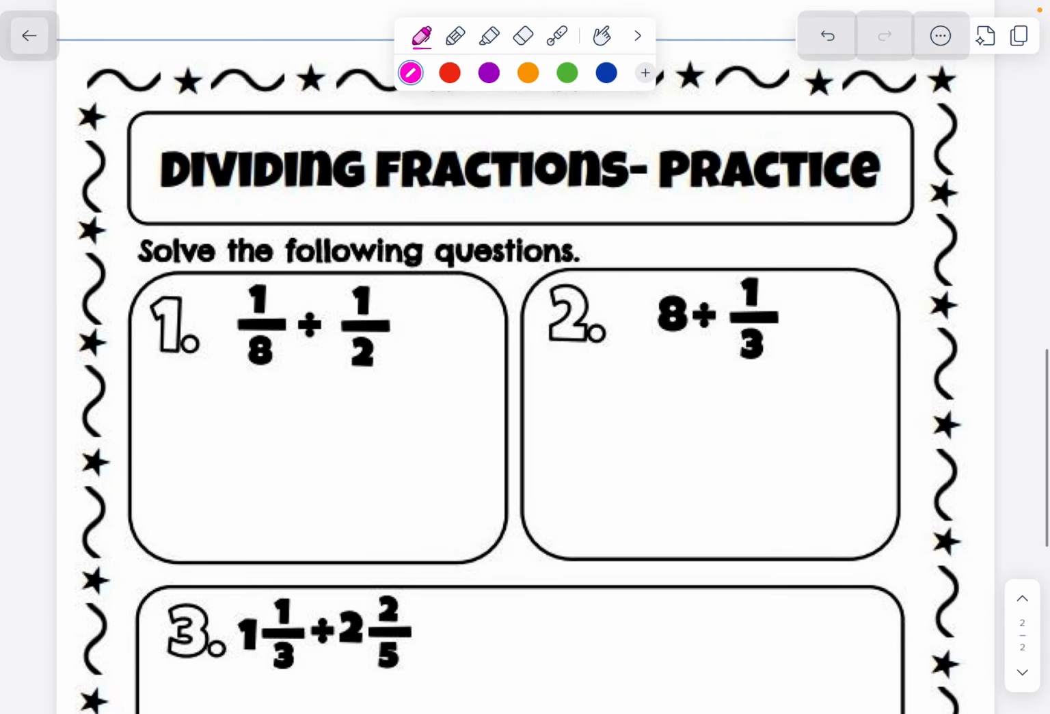Hopefully you paused the video and now you went and worked on the problem. So let's go ahead. We're going to do keep, change, flip. I keep 1 over 8. Change to multiplication, and flip. Remember, multiplying by the reciprocal. Multiply straight across. You get 2 over 8. I'm going to simplify because 2 and 8 have something in common, 2. That is 1 over 4.